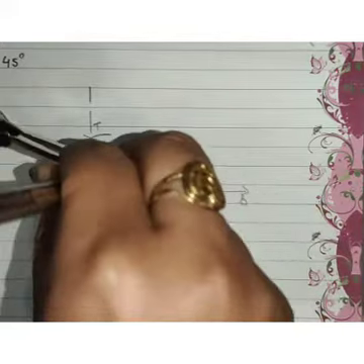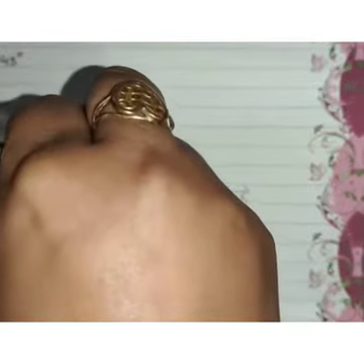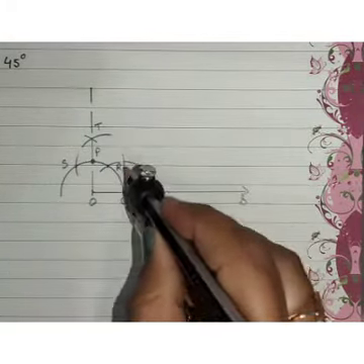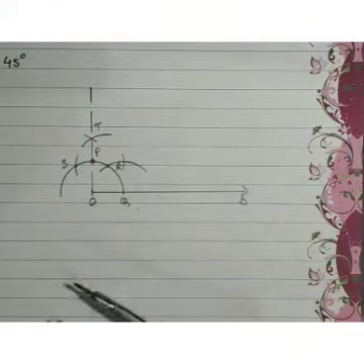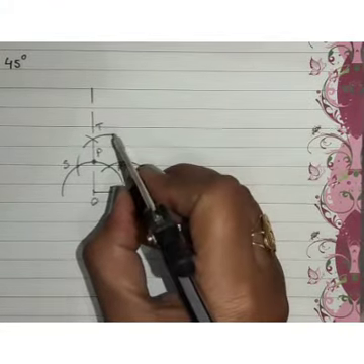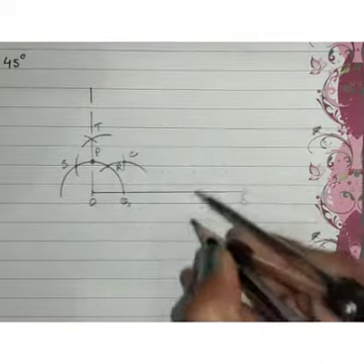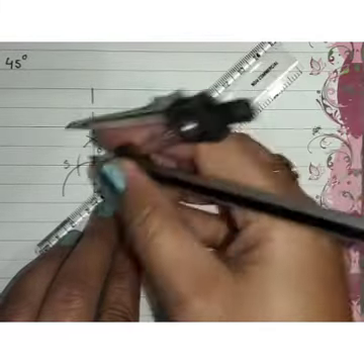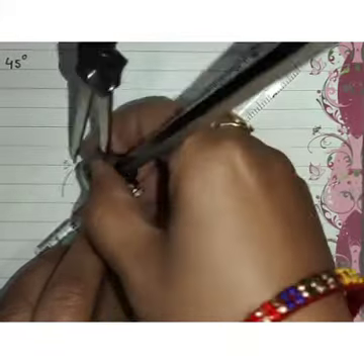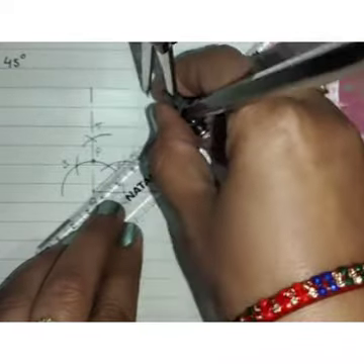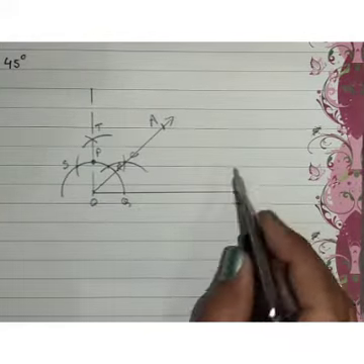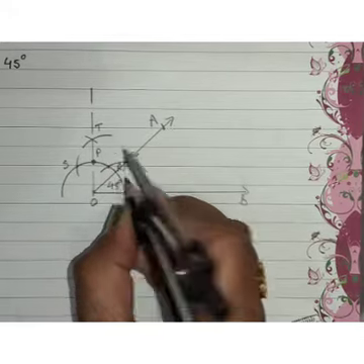Same with the same radius and center P, we draw an arc. These two arcs will intersect each other at a point, take it as C. Now join OC and produce it to A, like this. Thus angle AOB is 45 degrees.